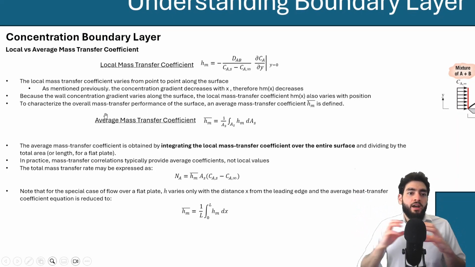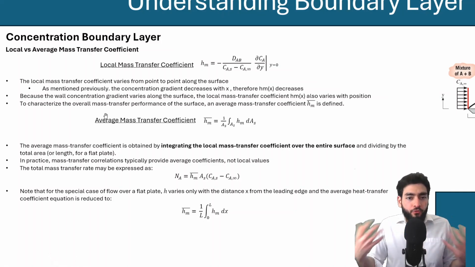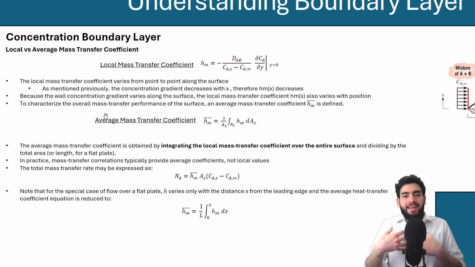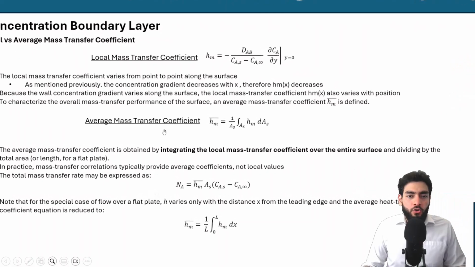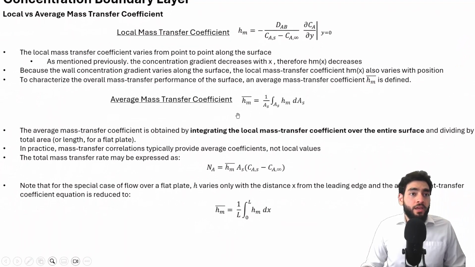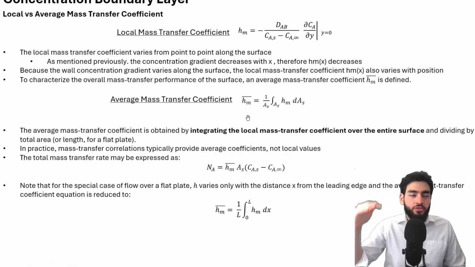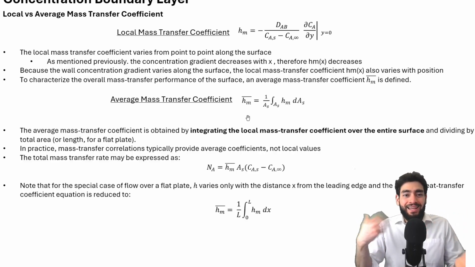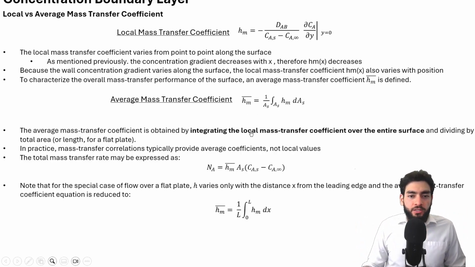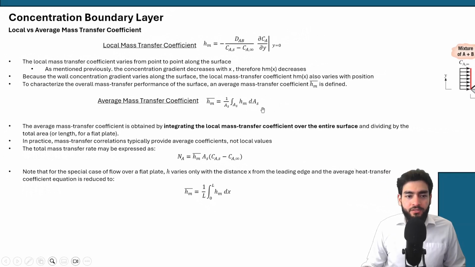So to characterize the overall mass transfer performance of the surface, an average mass transfer coefficient needs to be defined. We defined it in a similar way, where we put a dash above the coefficient to infer that this is an average. Essentially, we integrate the local mass transfer coefficient over the entire surface and divide it by the total area. This gives us the average mass transfer coefficient.